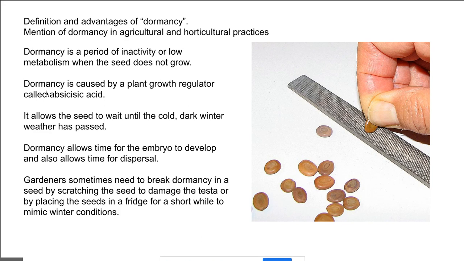Just to mention here that dormancy is caused by a plant growth regulator called abscisic acid. So it's a chemical that the seed produces, which is an inhibiting chemical. It prevents germination. So again, it's going to take a couple of months for the abscisic acid to be broken down inside the seed. And when the abscisic acid is broken down, either by weathering or other enzyme action inside the seed, that allows germination to happen.